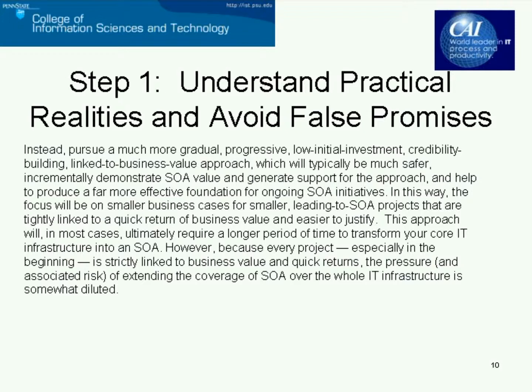So instead, as I alluded to already, a much more gradual, low initial investment, credibility, heavily business-linked approach is the most likely approach for long-term success. And I think long-term is the key word here as well. I'm going to reinforce this.